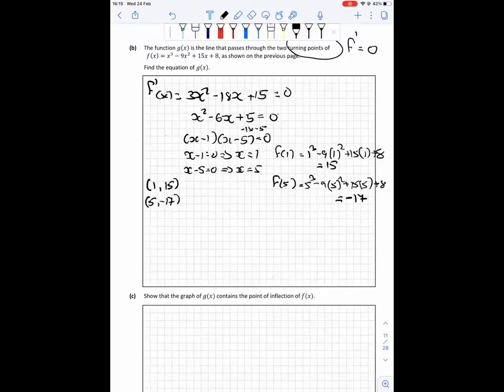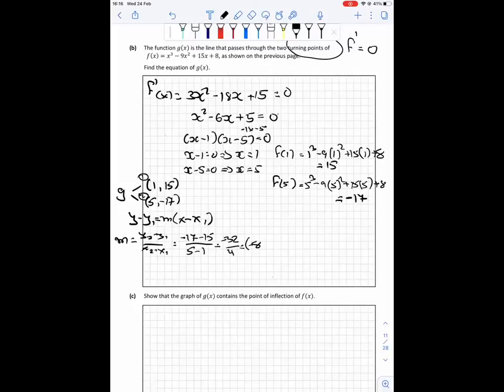Once I have these two points, I know that g of x passes through them. So therefore, I can find the equation of g of x. I'm reminding you, on page 18 in the logbook, y minus y1 equals m times (x minus x1). So we need to find the slope. M from the formula is y2 take y1 over x2 take x1. So if I call this point 1 and this point 2, I can write minus 17 minus 15 over 5 take 1, which is minus 32 over 4, which is minus 8. So this is my slope.